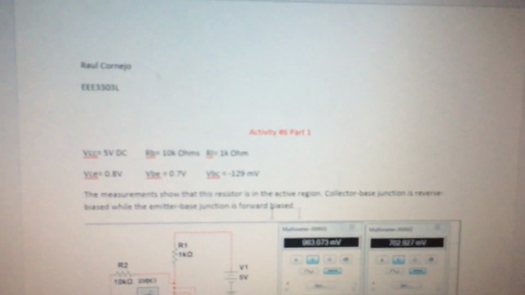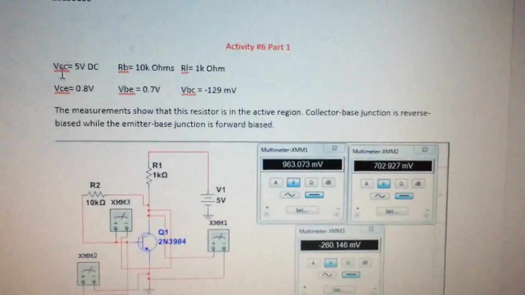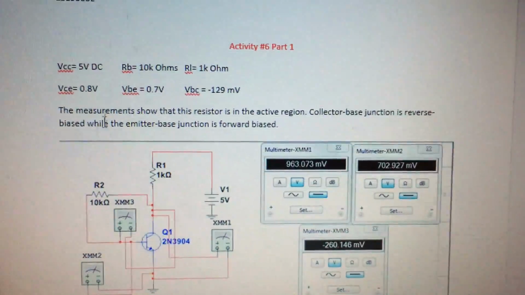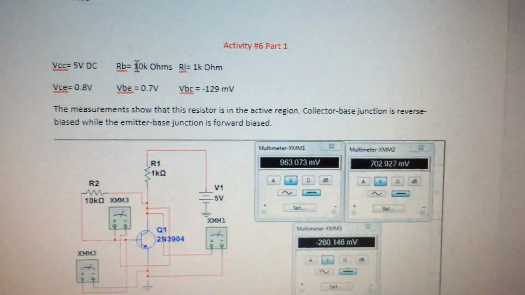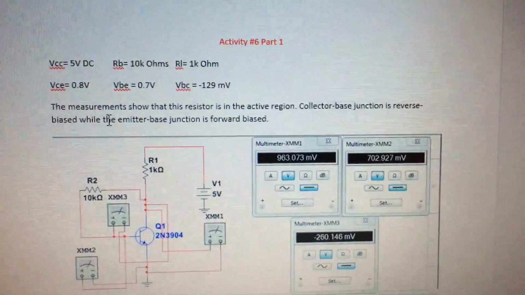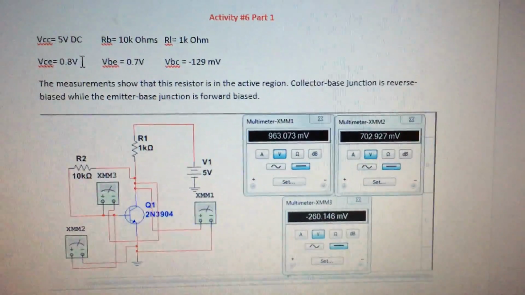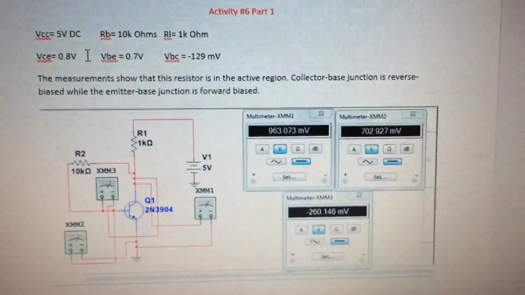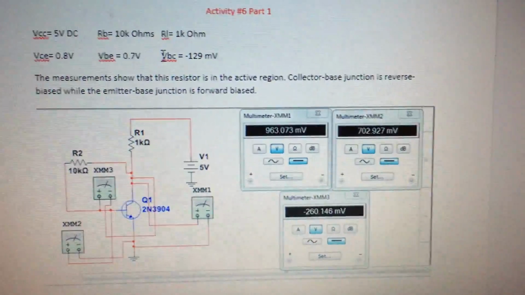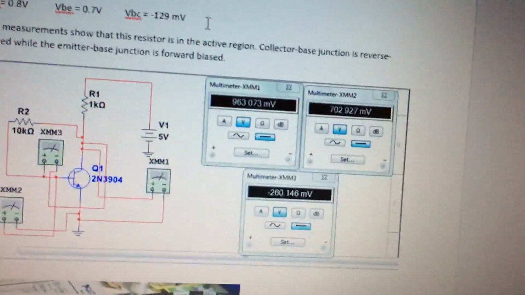First, the circuit just had to get this transistor in the active region. The bias for the collector was 5 volts DC, the base resistor was 10 kilo ohms, and the load resistor was 1 kilo ohm. The measured collector-emitter voltage was 0.8 volts. The base-emitter voltage was 0.7 volts. The base-collector voltage was negative 1.29 millivolts.